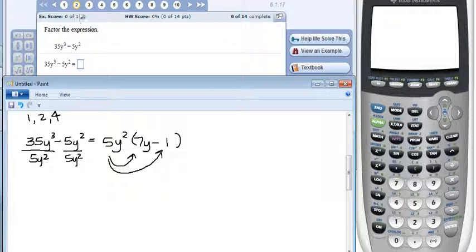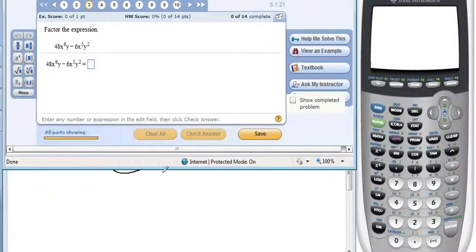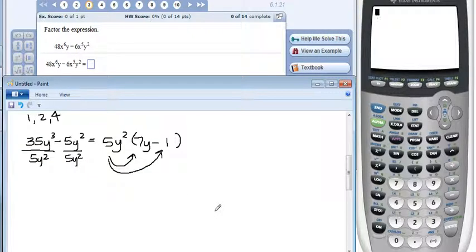Excellent job. I'm not going to put those in there. Too much work. And I know that they're right because I'm remultiplying.